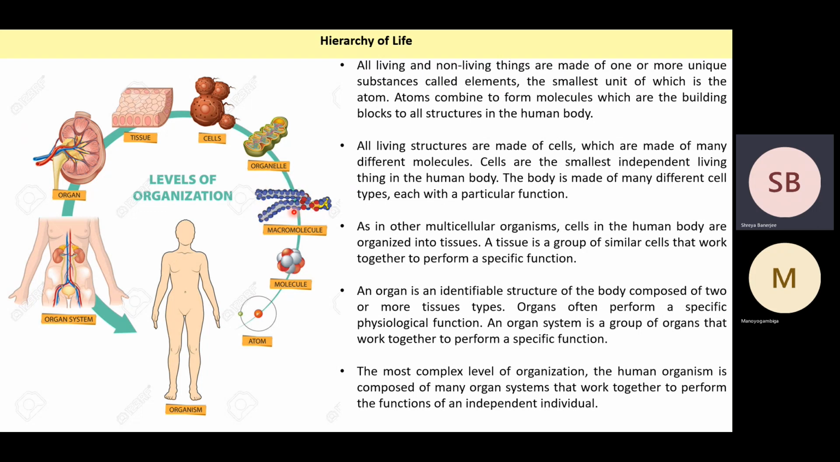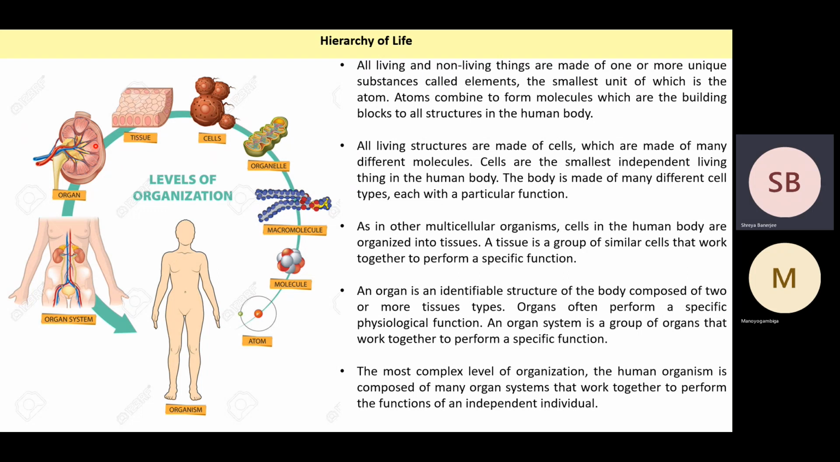Now, many macromolecules come together to form an organelle. And many organelles come together to form a cell. All living structures are made up of these cells, which are made up of many different molecules. Cells are the smallest independent living thing in the human body, and the body is made up of many different cell types, each with a particular function. In multicellular organisms, these cells can be organized into tissues. A tissue is a group of similar cells that work together to perform a specific function.